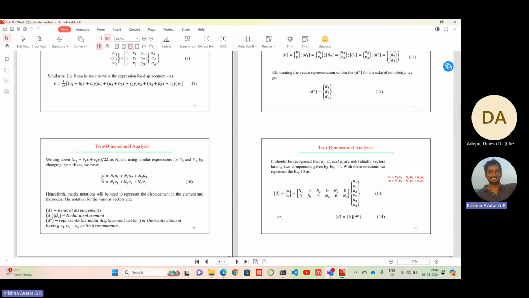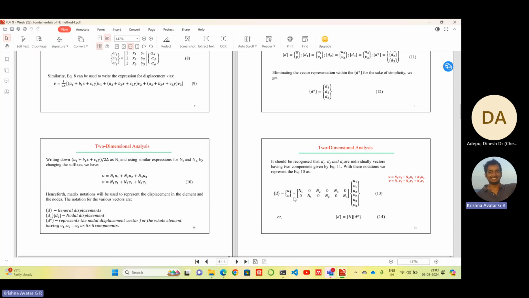And many a time we can predefine what the shape functions are. In fact, we always define shape functions beforehand. This concept is explained in a somewhat confusing manner, but that's how it is. We actually prescribe n1, n2, n3 based on the element we have chosen and based on the approximation function that we would want. Right. So once this is done, then we have this two-dimensional analysis.